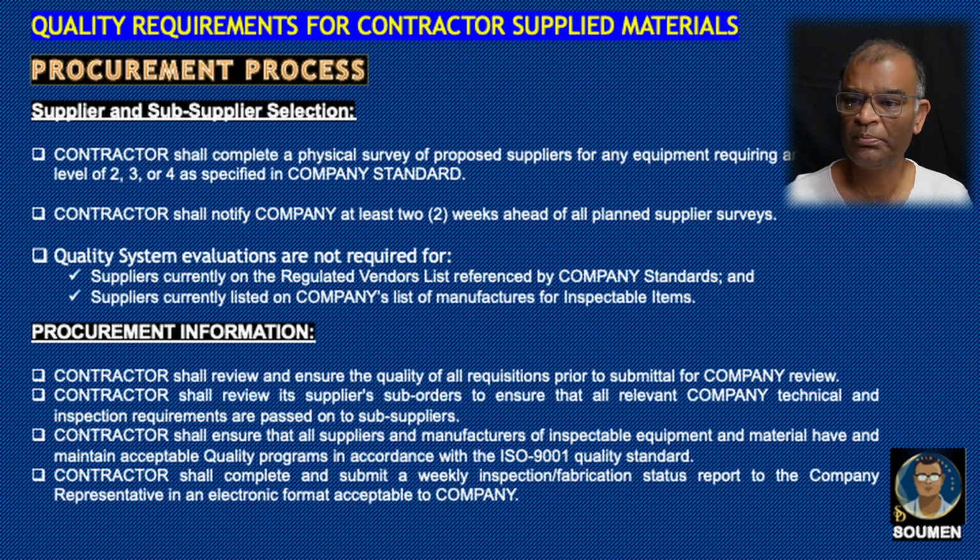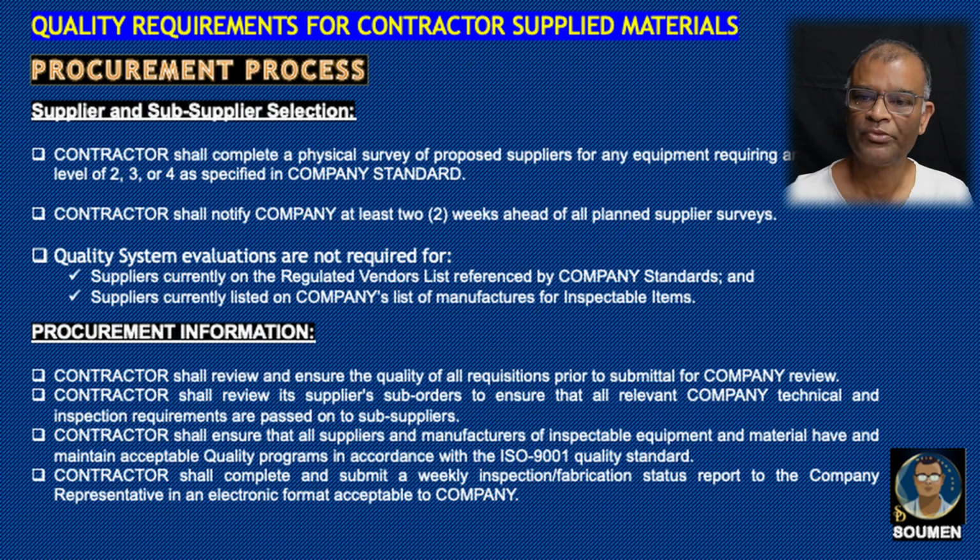Contractors shall notify company at least 2 weeks ahead of all planned supplier surveys. So company might participate in this survey. Quality system evaluations are not required for suppliers currently listed on company's list of manufacturers for inspectable items. So, if this supplier is part of the recent RVL list from company or currently listed in the company's manufacturer list, survey or evaluation might be waived.